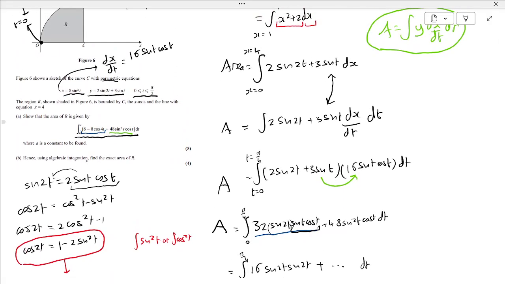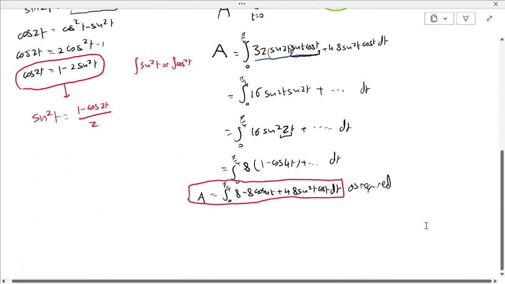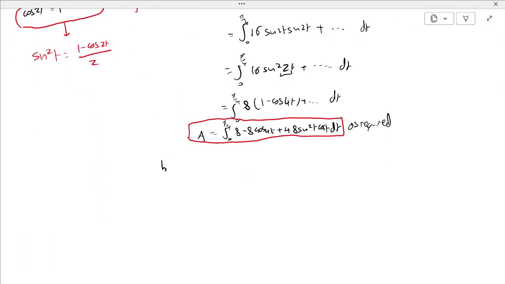Part B, which you could have done without being able to do part A, so exam technique, using algebraic integration, find the area, and we know the area is this, so we just need to do this integral now. You could have done the whole thing, obviously, if you couldn't do part A, because you need to know this, but you could have done a good chunk of it at least. So part B is just actually evaluating this integral.